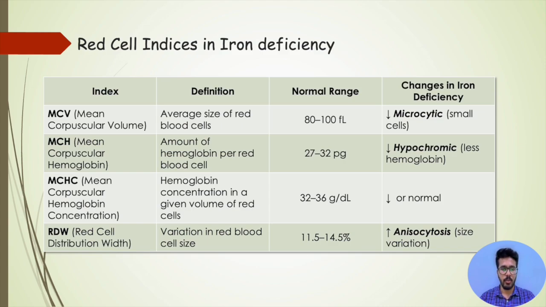MCHC is the mean corpuscular hemoglobin concentration, which is the hemoglobin concentration in a given volume of red cells. MCHC may be reduced or normal in iron deficiency, while RDW is the red cell distribution width, which is the variation in red blood cells. In iron deficiency, there is marked variation in RBC size, leading to anisocytosis.